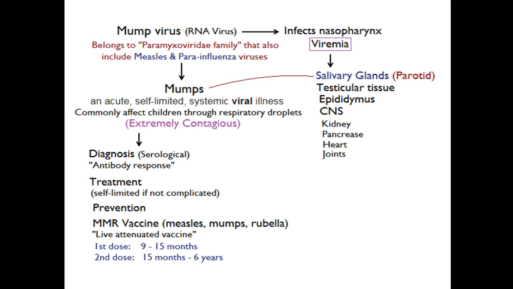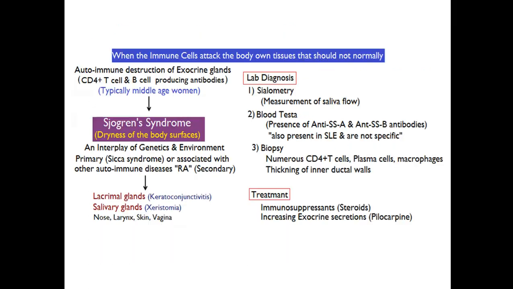The first dose of the MMR vaccine is usually given between 9 to 15 months, and the child may receive a second dose between 15 months and 6 years, which is known as the booster dose. Now, in addition to the salivary glands, particularly the parotid gland, the mumps virus also infects the testicular tissue, epididymis, central nervous system, kidney, pancreas, heart, and joints. Here, we talk particularly about the testicular tissue, which later on may lead to infertility problems.